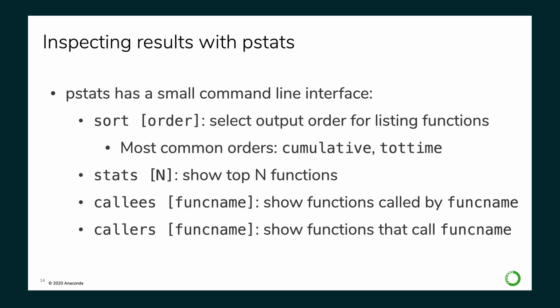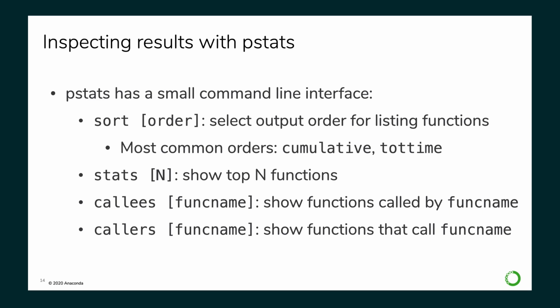So you could type sort and cumulative and hit enter. And then if you want to look at just a list of all the functions in the code and see how long things took, stats will show you those. And you can do stats and a number to see the top 25 functions or the top 50 functions.